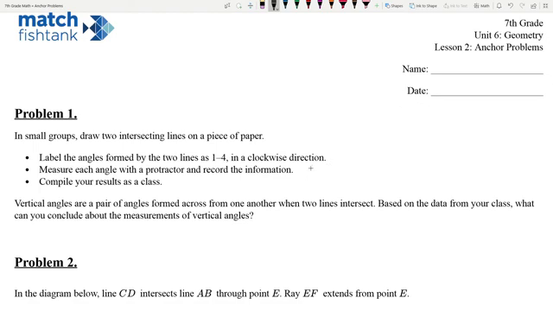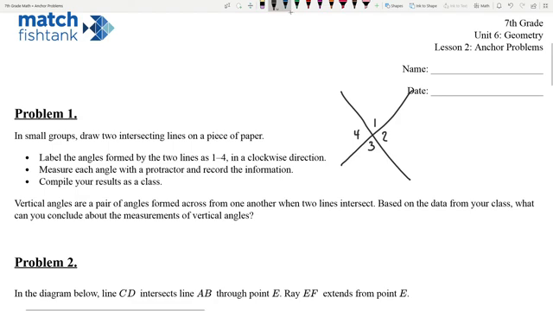And the idea here is we draw two intersecting lines. All right. There's a line. There's a line. Here a line, there a line, everywhere a line, line. Label angles 1, 2, 3, 4. Uno, dos, tres, cuatro. In a clockwise direction. Yeah, I even did that right. Measure the angles with the protractor and record the information.